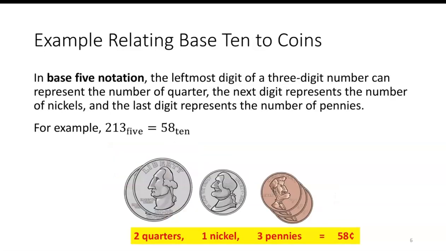In base 5 notation, the leftmost digit of a 3-digit number can be used to represent a number of quarters. The next digit represents the number of nickels, and the last digit represents the number of pennies. So 213 base 5 is 2 quarters, 1 nickel, 3 pennies. In change, 2 quarters is 50 cents, plus 5 more cents for the nickel, plus 3 more cents, that's 58 cents. You see, 213 base 5 is the same thing as 58 base 10.